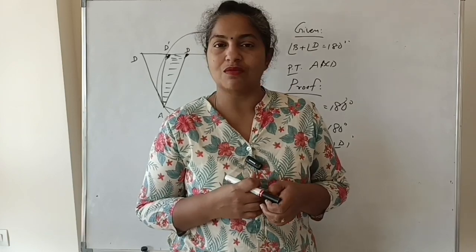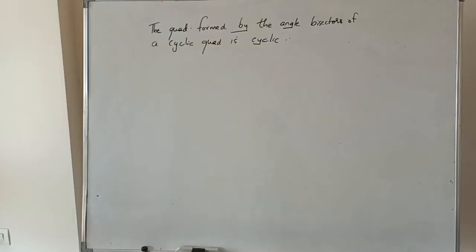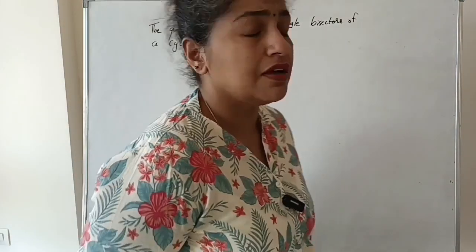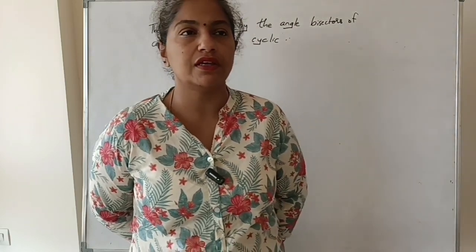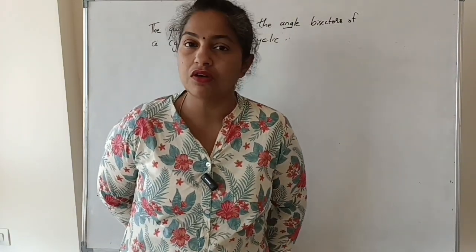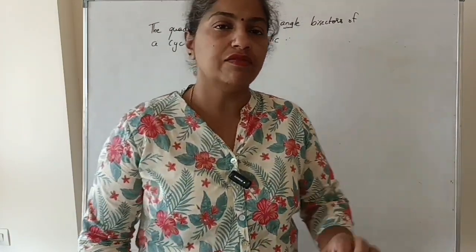Okay. So let us move on to the sums now. This is our first sum. We need to prove that the quadrilateral formed by the angle bisectors of a cyclic quadrilateral is cyclic. So when we are getting the sum, our first task is to draw the diagram. Once you get the diagram, we at least can hope to figure out something from the diagram. So let us start with the diagram.